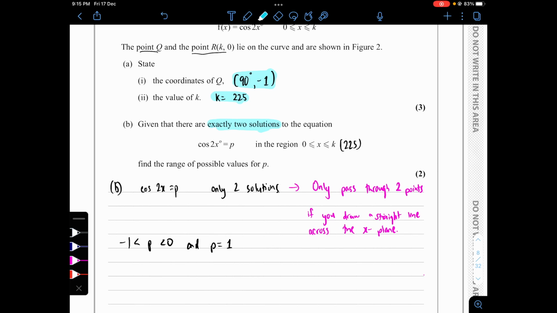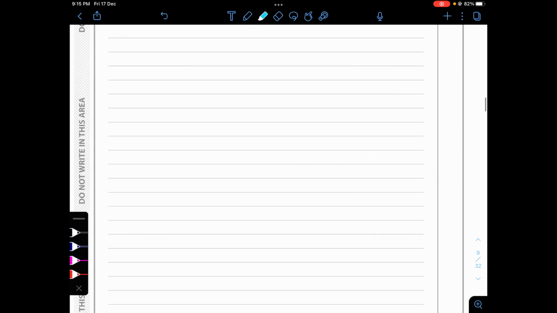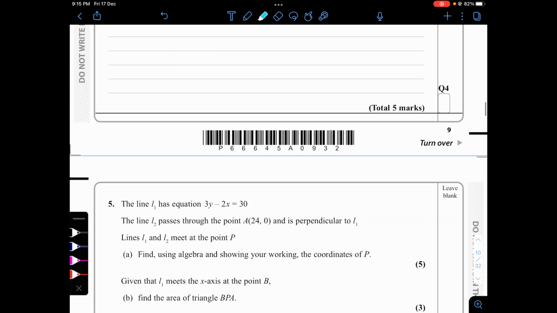So this is our range of possible values. All right, so let's move on. Question number 5.